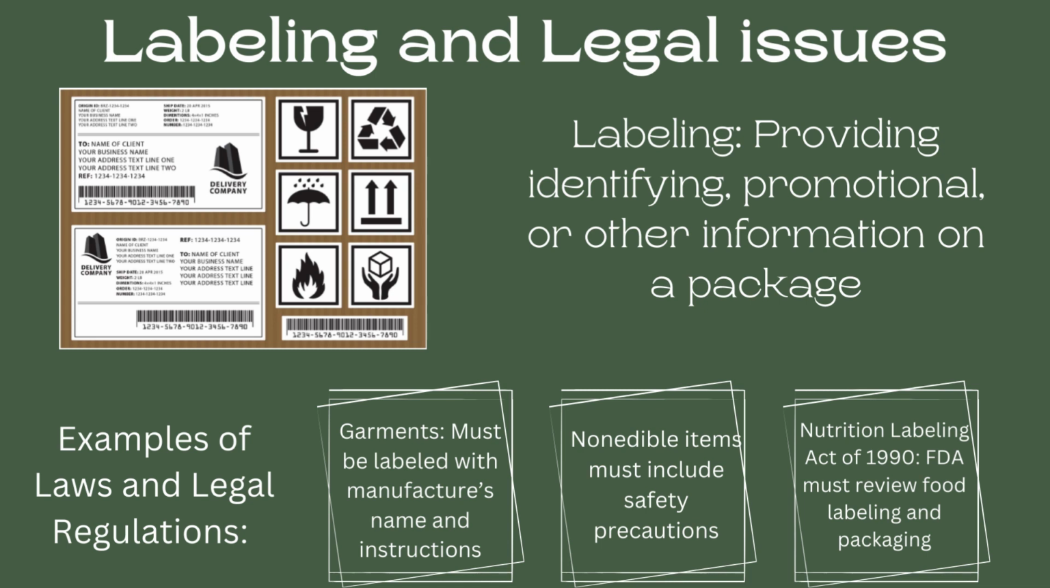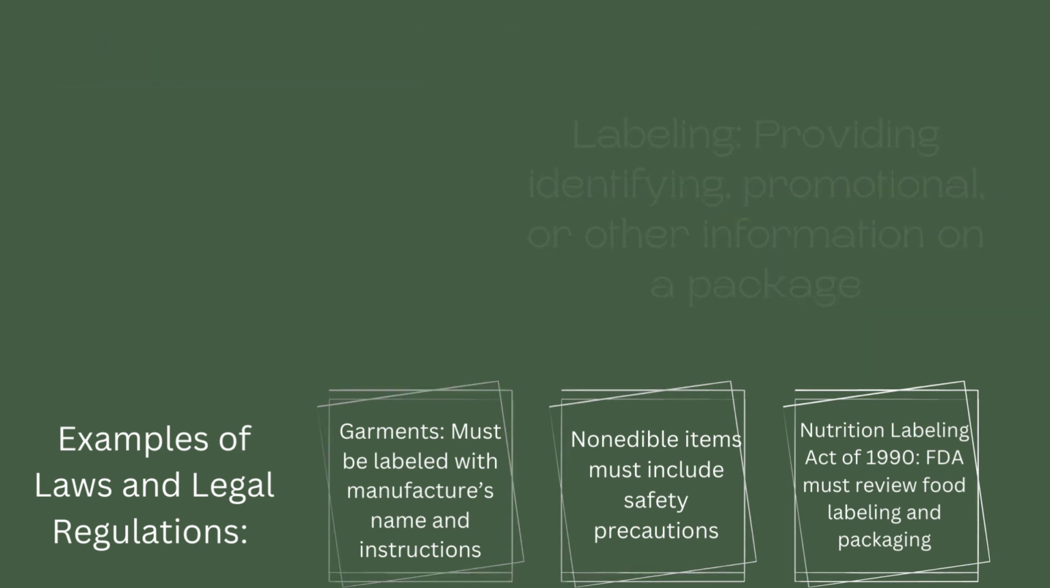Now, non-edible items must have labels on them. That would be something like shampoo or laundry detergent. They must include both safety precautions and directions for use. And then the Nutrition Labeling Act of 1990 requires the FDA to review food labeling and packaging for nutrition content, label format, ingredient labeling, food descriptions, and health messages.